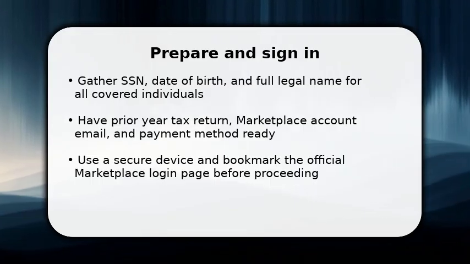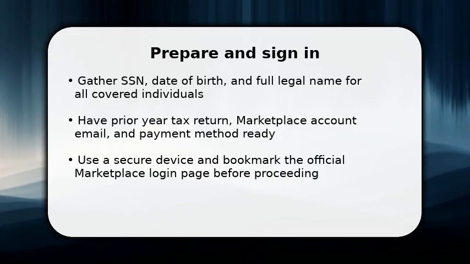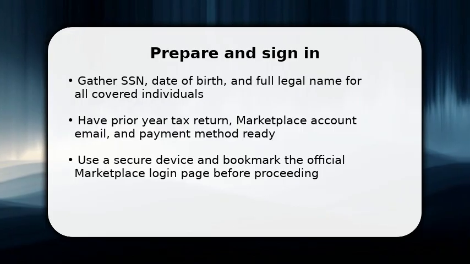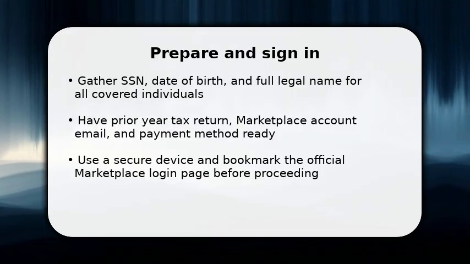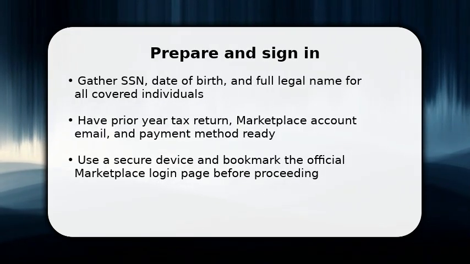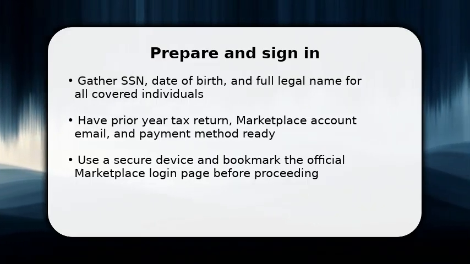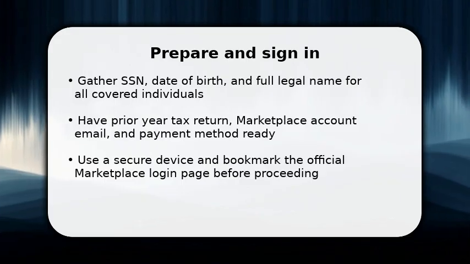You start by confirming identity, so the system returns the correct Form 1095A. Sign in to your health insurance marketplace account with your username and password. If you don't have one, create it now using your email. Once logged in, navigate to Tax Forms or Documents.